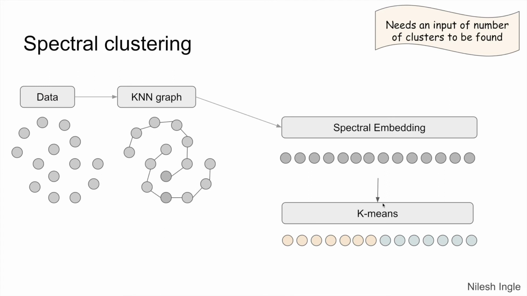Next, for spectral clustering, here we need to specify the number of clusters to be found. So let's say we have this data set, then on this data set, first a KNN graph is computed, then spectral embedding is used to project that into a low dimensional space, where afterwards a clustering method k-means can be used to find the clusters.